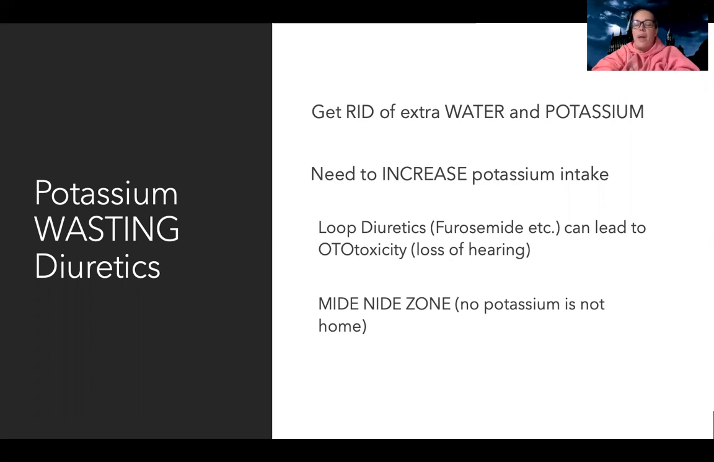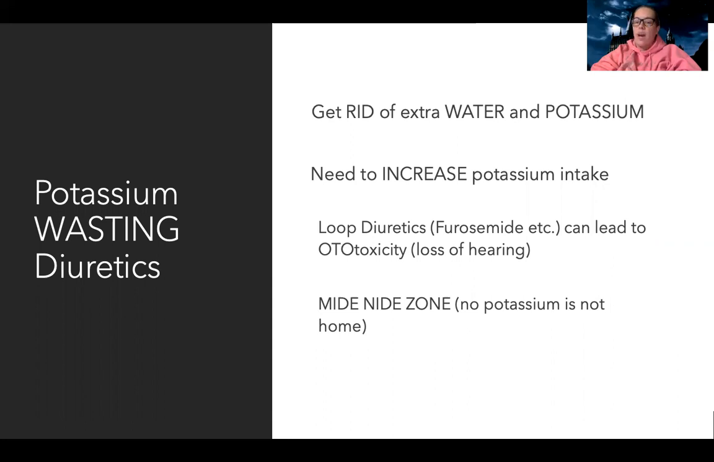So with these patients, while I want the water to be gone, I don't want to lose the potassium. So I'm going to need to tell these patients, hey, you need to eat more potassium rich foods. And we're going to talk about those near the end, and about some of that more specific teaching. But when I'm talking about potassium wasting, I'm talking about loop diuretics, and I'm also talking about thiazide diuretics.